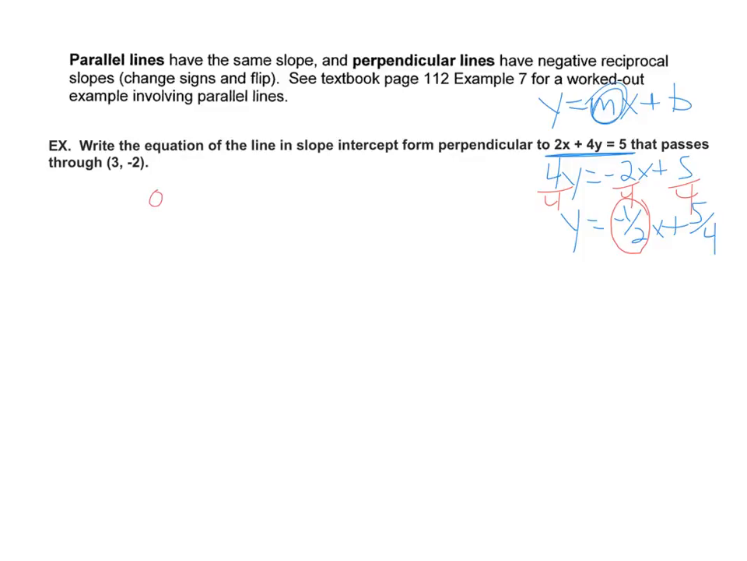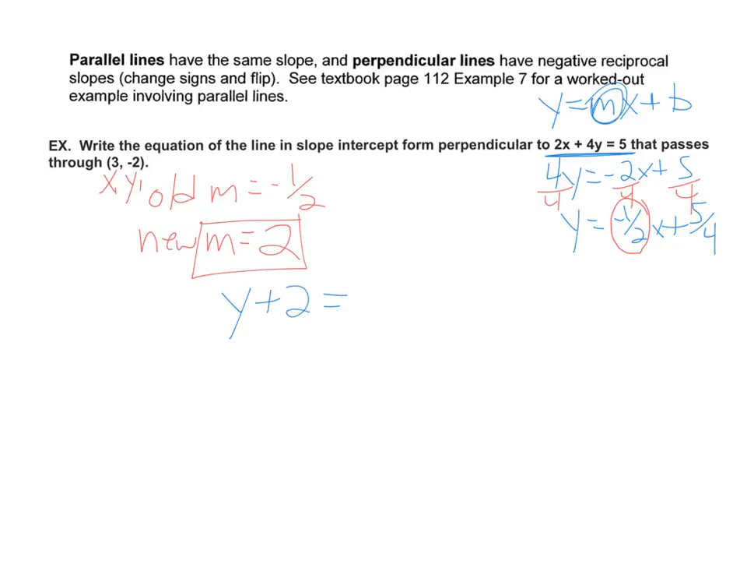So my old slope that I just figured out is negative 1/2. If I'm going to do a new line that's perpendicular, the slope will be flipped and the sign changed. So I flip it over and change the sign, my new slope will be positive 2. So there's my slope, and I also have a point that was given to me, and that's going to be my x1, y1. I can do point slope form now, so y minus y1 equals m times x minus x1.